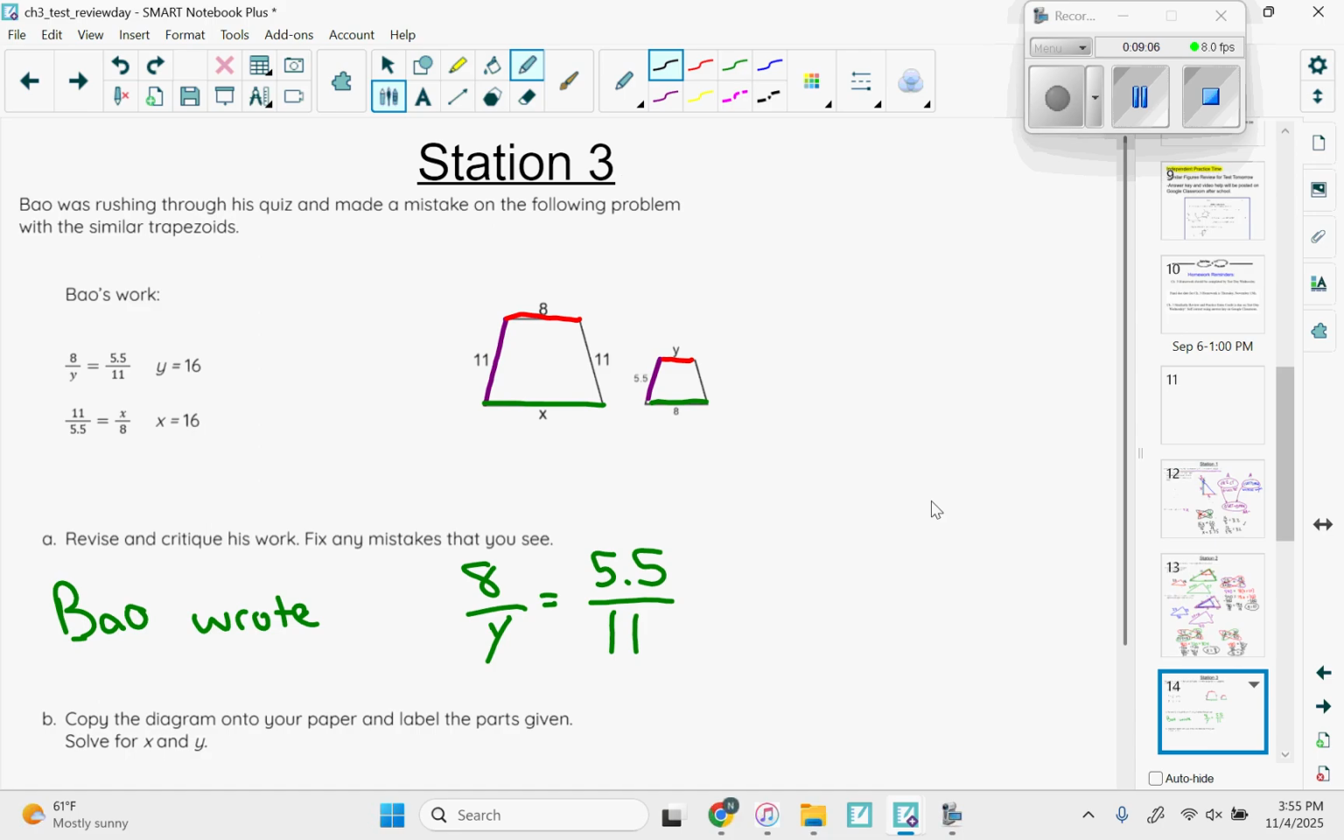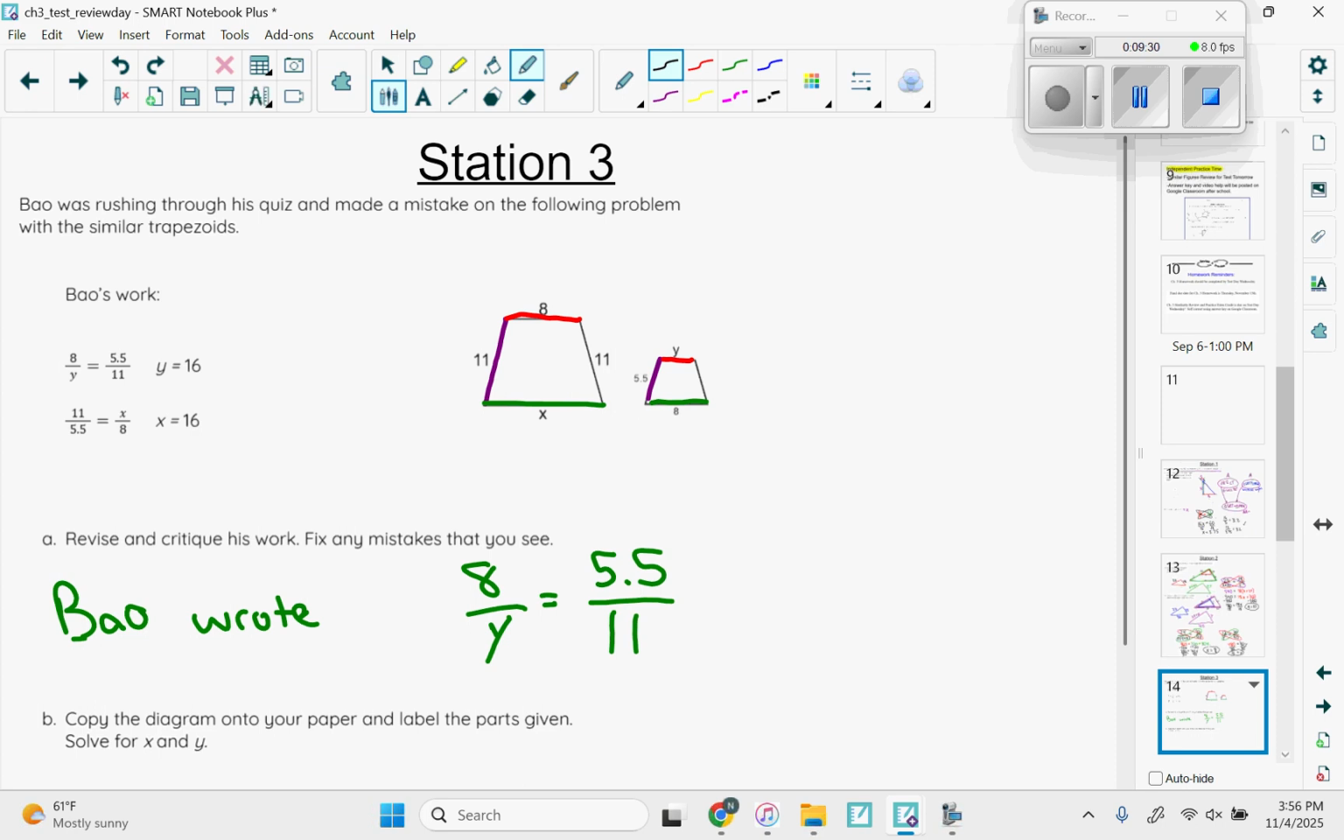Station number 3, Bao has rushed through the quiz, and he's made a mistake solving for missing side lengths. And so the question is, did he mess up x or y? And the answer is he messed up solving his proportion for y. So Bao wrote 8 over y equals 5.5 over 11.